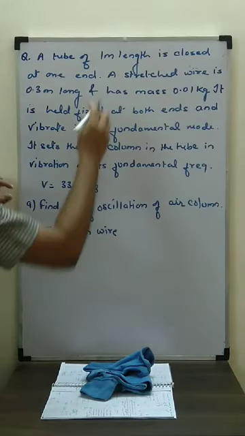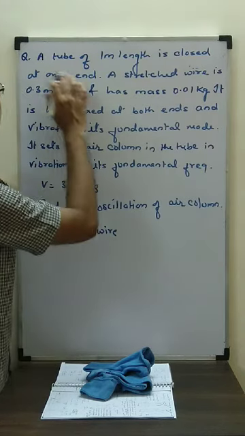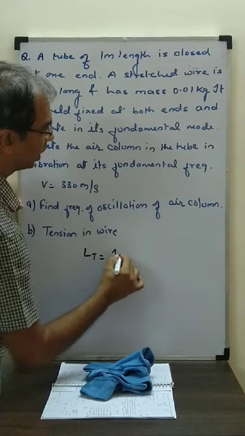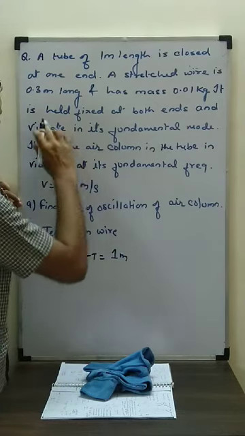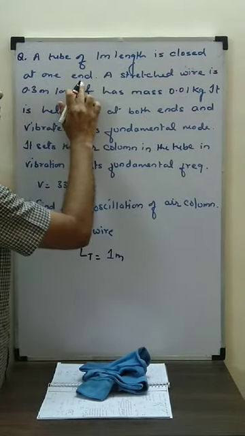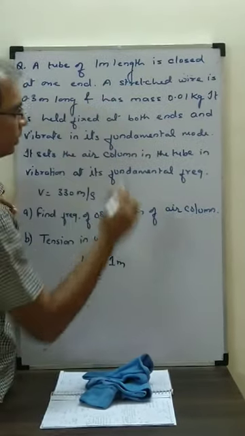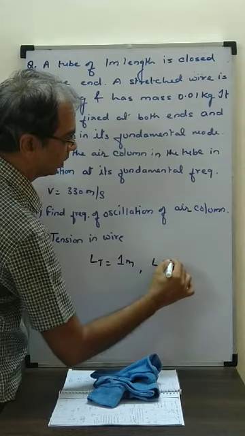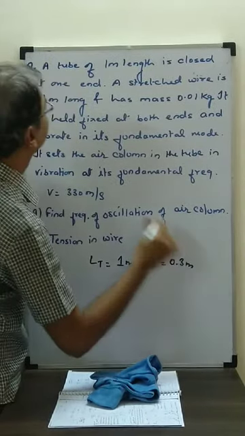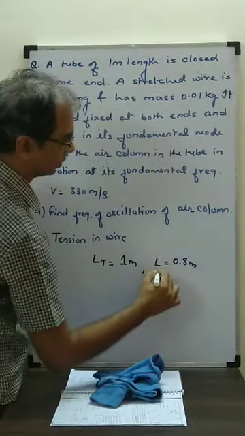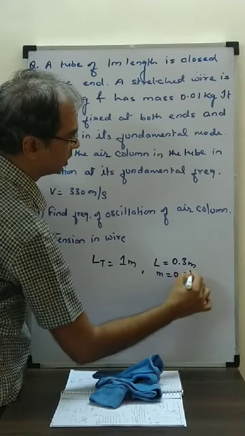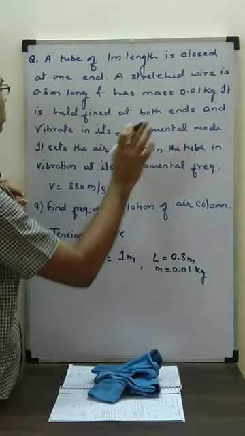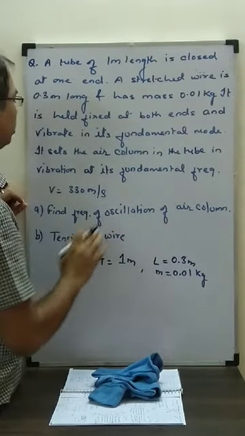Length of the tube is given, 1 meter. So the length of the tube, that means the organ pipe, is 1 meter, and it's a closed end, so it's a closed organ pipe. The stretched wire's length is given as 0.3 meter, and mass is given as 0.01 kg. Then it is held fixed at both ends and vibrates in its fundamental mode.